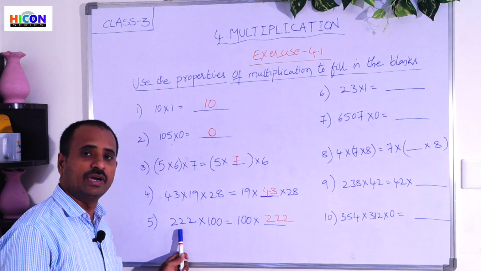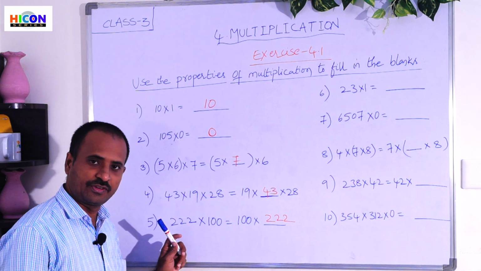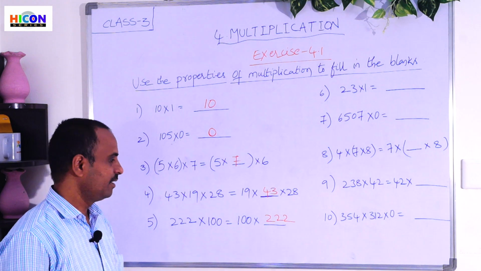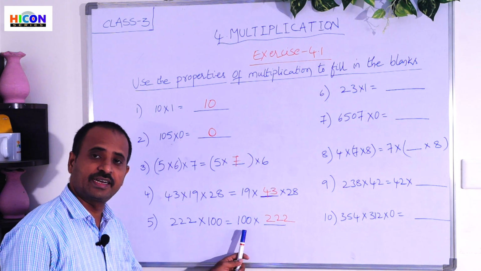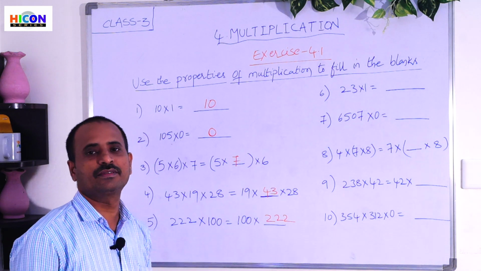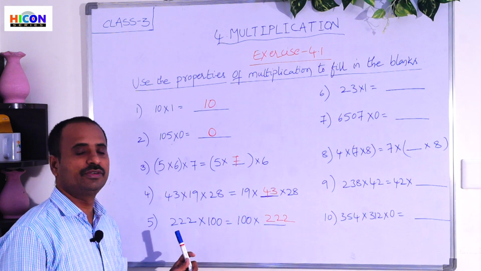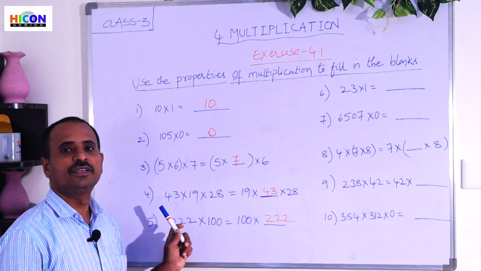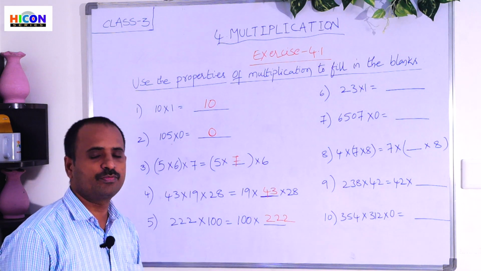Here 222 is taken in the first place and 100 is taken in the second place, whereas 100 is taken as the first number and 222 is taken in the second place. So here the order is changed. Whatever the order of the numbers, if we do the multiplication, we will get the same product.